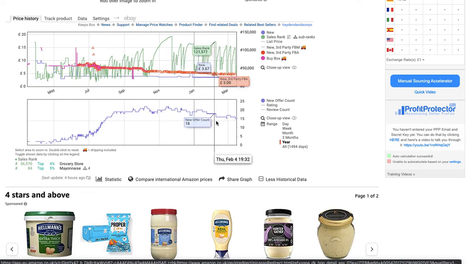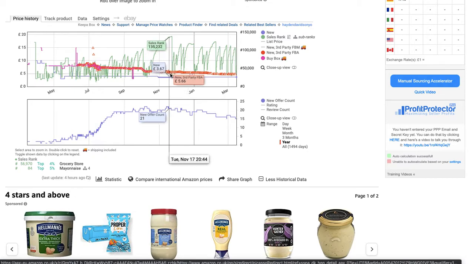If you see this number going down, it means that the sellers are dropping off. So this is important because you can see that it's saturated. If you came on here at this high point, you may or may not lose your investment.